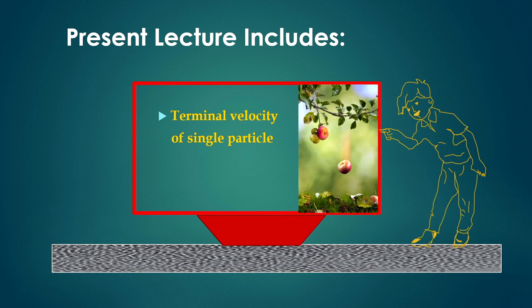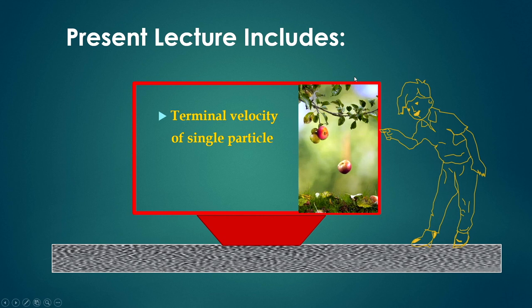In the next lecture we will again learn about the terminal velocity for multiple particles, if they are suspended in a liquid or other medium. But first of all, let us learn about the terminal velocity of a single particle, where there will be no interaction of that single particle with other particles.